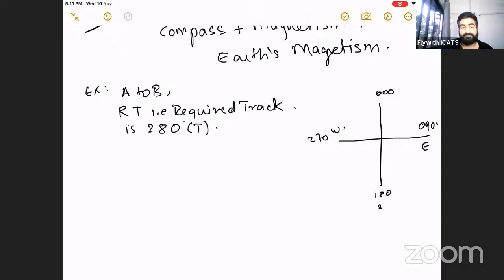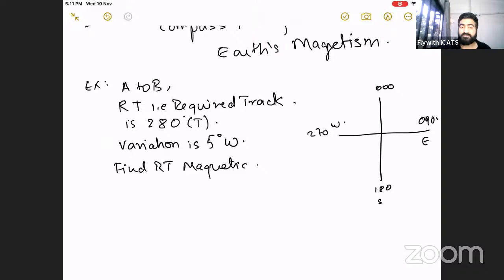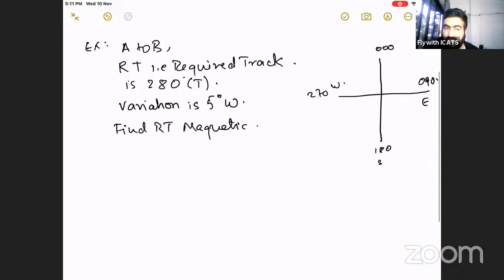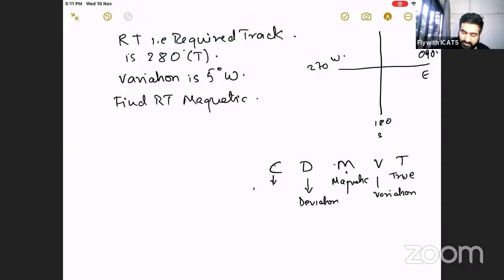All right. Variation is 5 degrees west. Find RT magnetic. Now, this is a classic theoretical example of your CDMVT, right? I'll write CDMVT here for students who were not present, just to revise you. T stands for true direction, V stands for variation, M stands for magnetic direction, D stands for deviation, and C stands for compass.